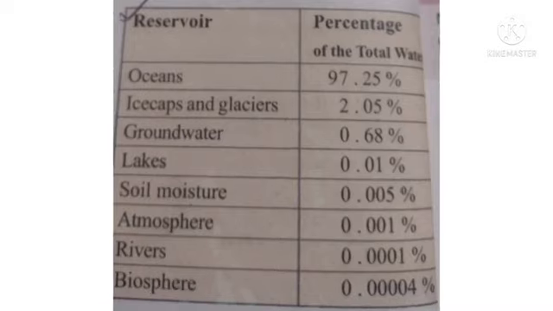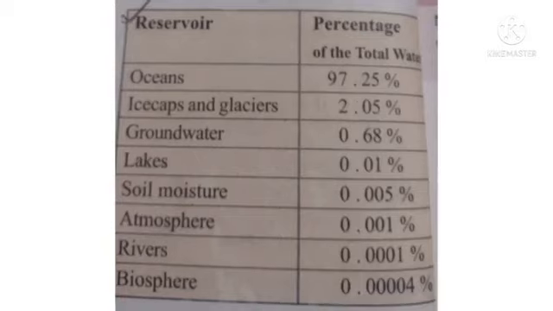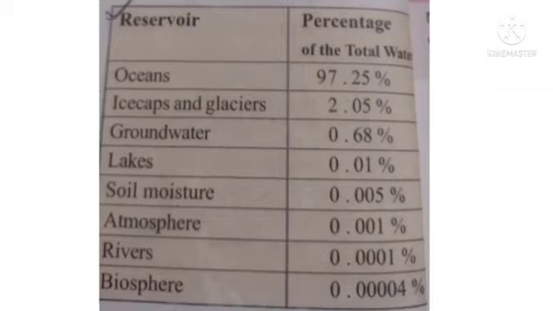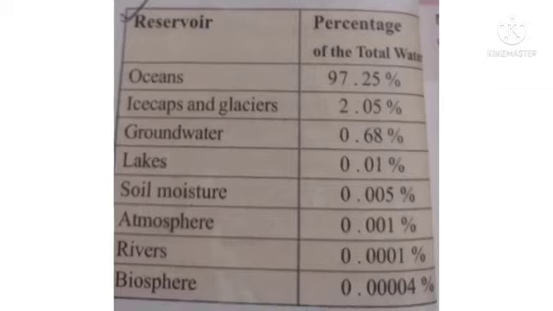29.9% exists as fresh groundwater. Only 0.26% of the total amount of fresh water on the earth is concentrated in lakes, reservoirs, and river systems where it is most easily accessible for our economic needs and absolutely vital for water ecosystems. All of you observe in this table reservoir percentage of the total water.